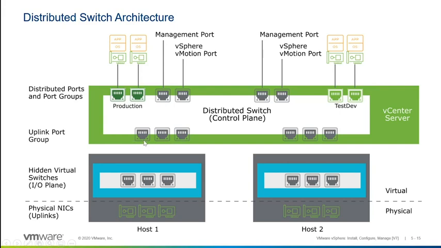Now this group of uplinks refers to physical uplinks on each of the ESXi hosts that have then joined that distributed switch. When changes are made here, those changes are passed down to the ESXi hosts where hidden virtual switches are created, and that's where all of the actual movement of the data happens.